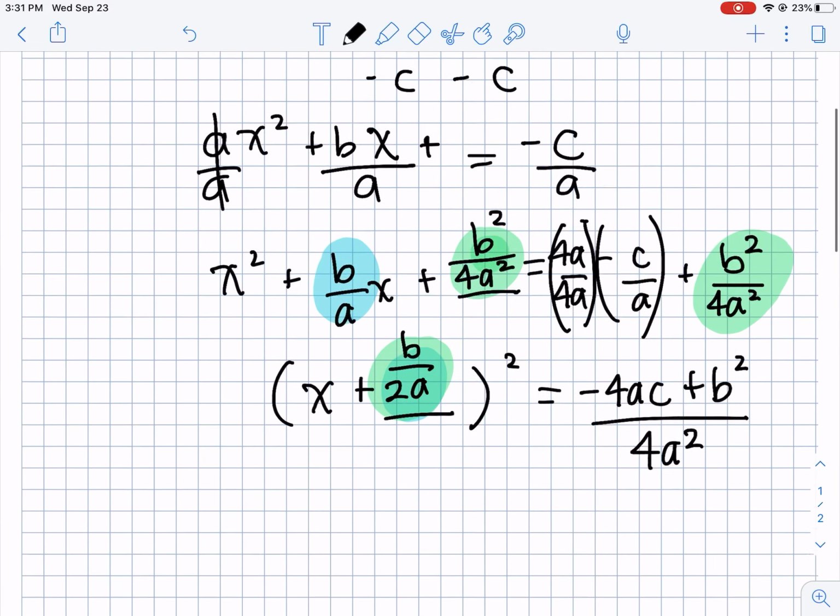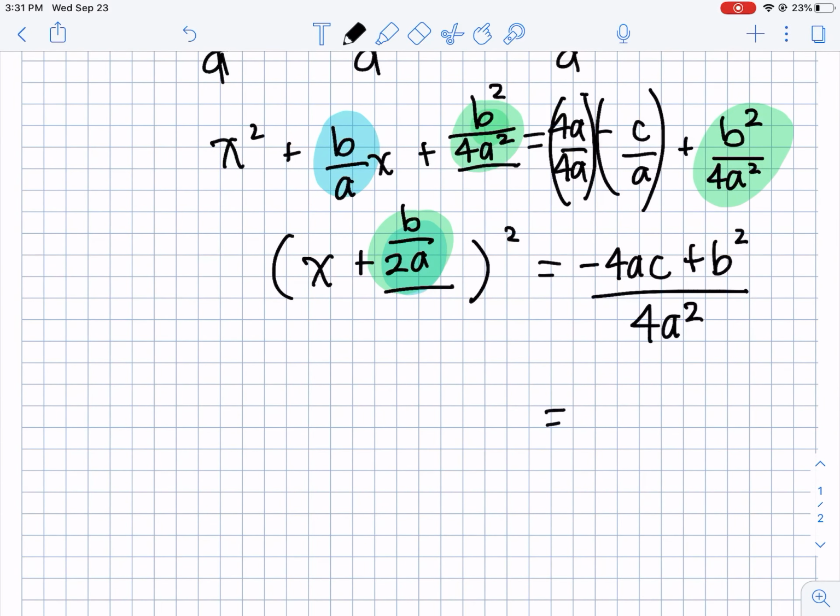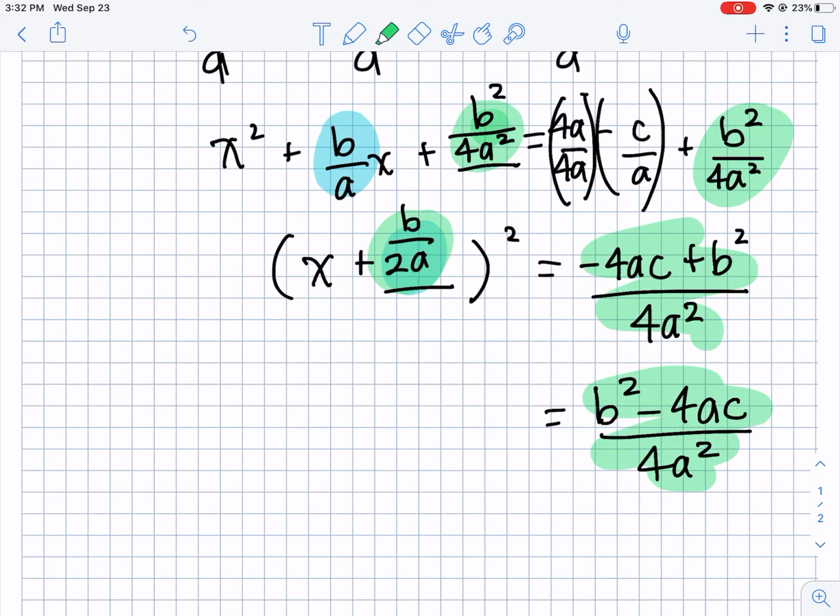So far, so good. Now, I'm going to rewrite this because I want it to look how I want it to look. So b squared minus 4ac over 4a squared is equivalent. These two ideas are the same. They're just written in a slightly different order. Okay, and that is equal to x plus b over 2a squared.